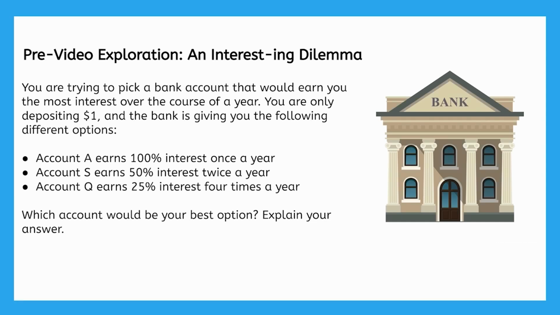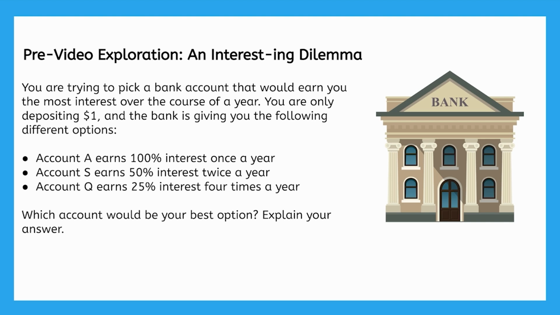The problem reads, you are trying to pick a bank account that would earn you the most interest over the course of a year. You are only depositing $1, and the bank is giving you the following different options. Account A earns 100% interest once a year. Account S earns 50% interest twice a year. Account Q earns 25% interest 4 times a year. Which account would be your best option?